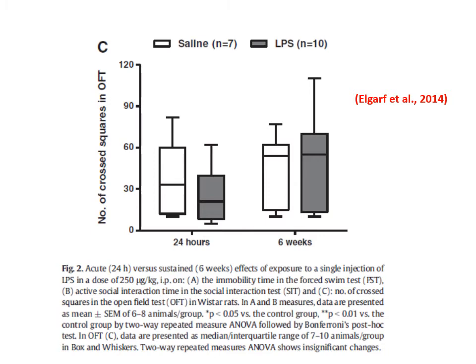This is an example taken from Ilgarf et al., 2014. It expresses the number of crossed squares in the open field test between two groups, the saline and LPS groups, at two different times: 24 hours and after 6 weeks. As we see here, we express the data as median and interquartile range using Box and Whiskers, and analyze the data by two-way repeated measures. There is no significance between groups.